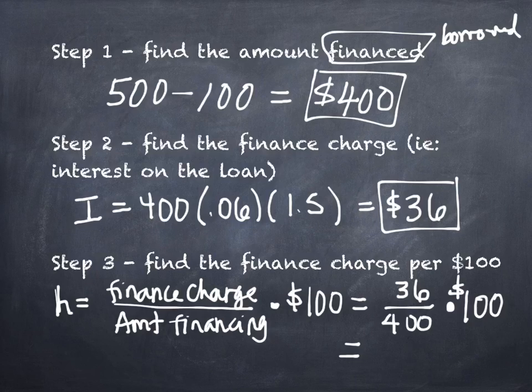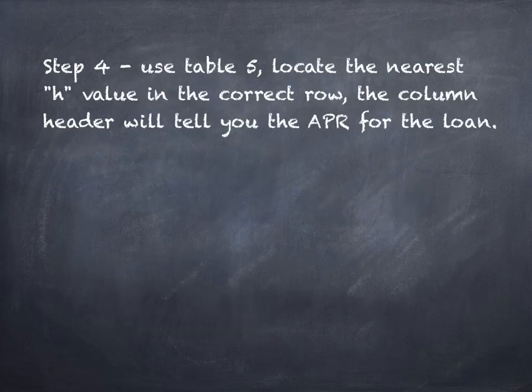What do we get? Is it 9? Okay. So what are we going to do with the 9? I mean, okay, the finance charge per $100 is actually 9. It's $9 actually. But what does that tell me? Well, it actually just gives me the value that I need to use for the next step. It doesn't really tell me an intuitive, great piece of information, but it allows me to go on with the problem. Step 4, we're going to use Table 5. So grab your Table 5.